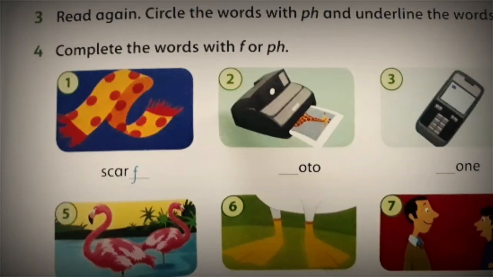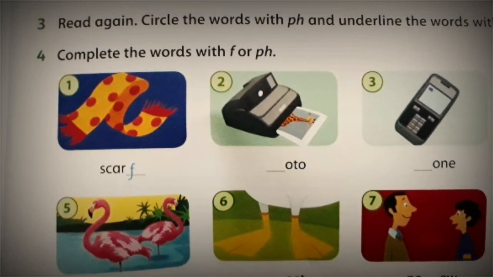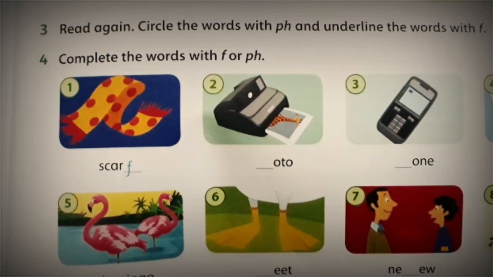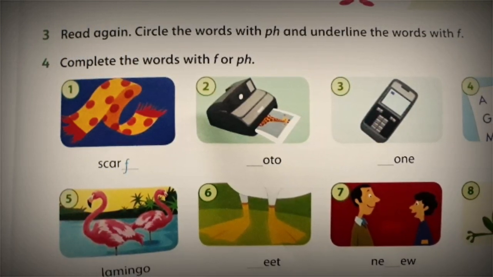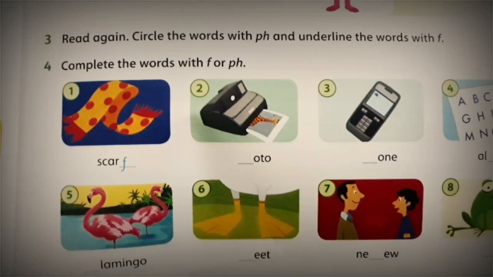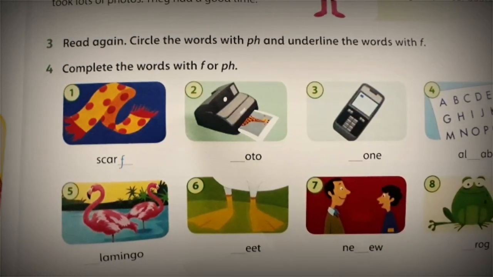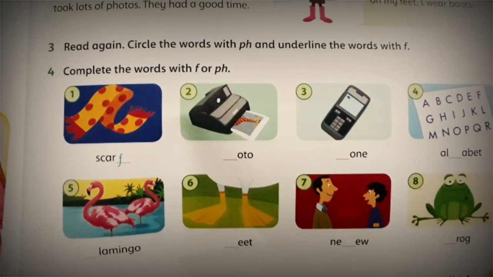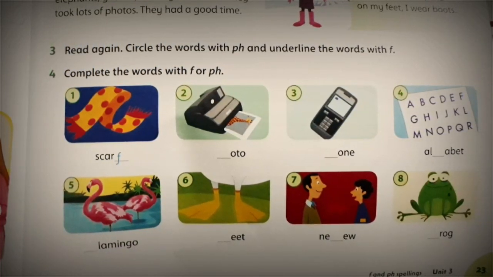And then the second one is part 4, complete the words with F or PH. That is the second exercise for you to do this day, okay? All right, and that is for the example number 1, scarf. So the missing word is F. Okay, you must do like the example. All right, okay, dear students.